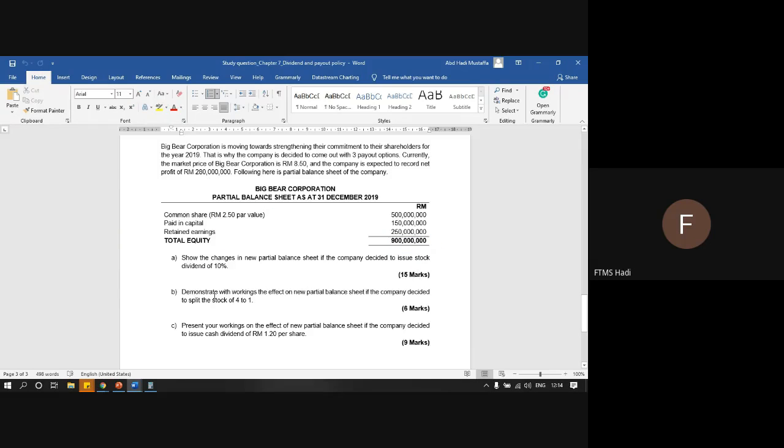The second one, demonstrate the effect on your partial balance sheet if the company decided to split the stock 4-1, that means buy 4 get 1 free. So you need to update the par value only. This is a split. And the last one, if the company decided to issue cash dividend of 120 per share, that means retained earnings are expected to decrease and total equity will decrease as well, with a net profit of 280 million.